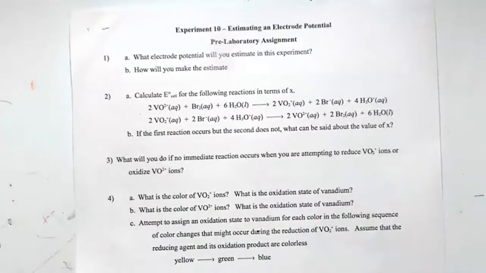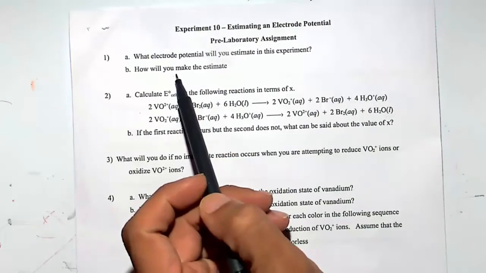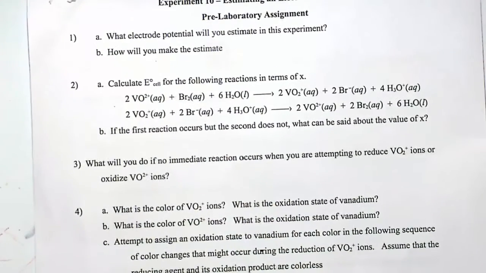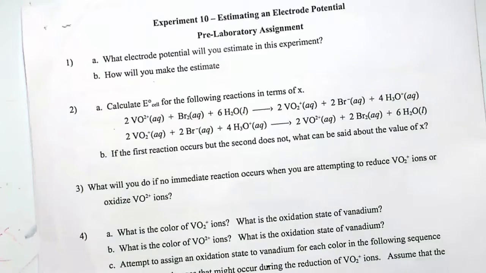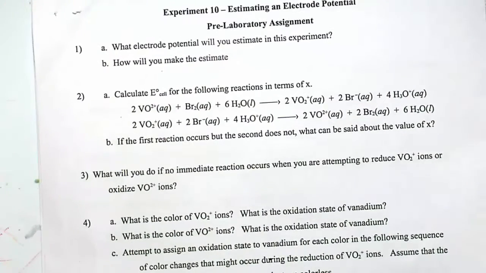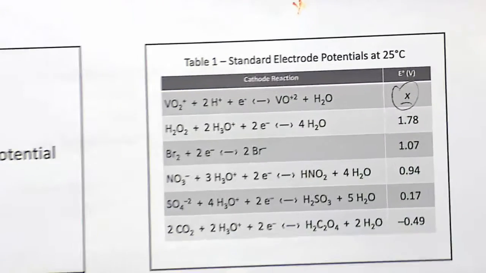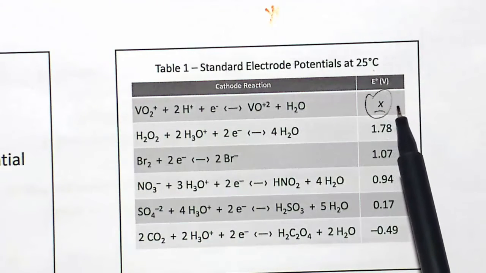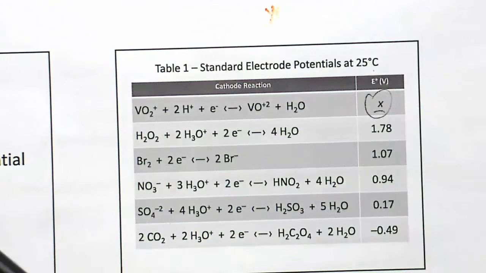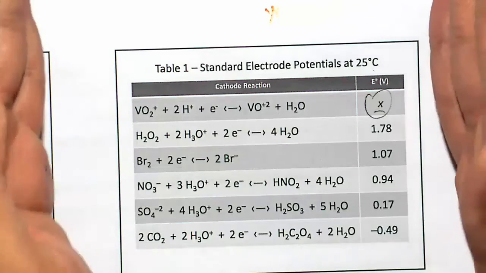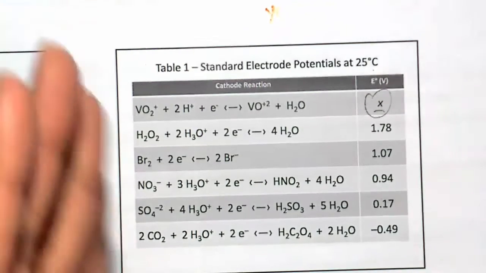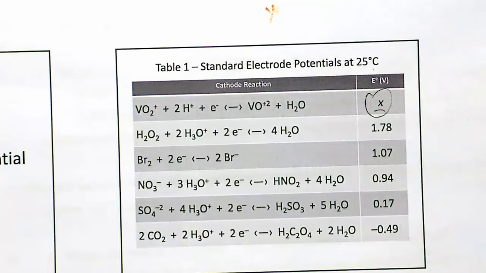So our first pre-lab question is, what electrode potential will you estimate in this experiment? And this is the pre-lab, so this is something that we should already have been well prepared for. We're trying to find X here. Okay, this is from our PDF PowerPoint, and the idea here is that we want this as narrow as possible. Okay, we cannot get a single number. It would be great if we could get a single number.